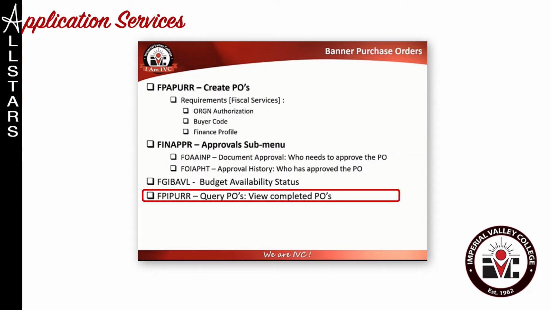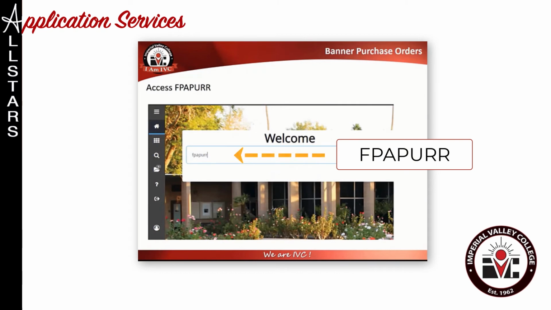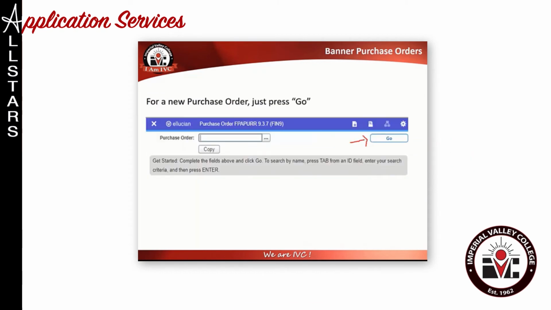For that, we have the FPIPURR form. Here is the main banner screen, where you type the name of the forms or pages, in this case, FPAPURR, to create POs. For new POs, you don't need to enter anything on the purchase order box. You just hit go. By pressing go, you go ahead and create a new PO.